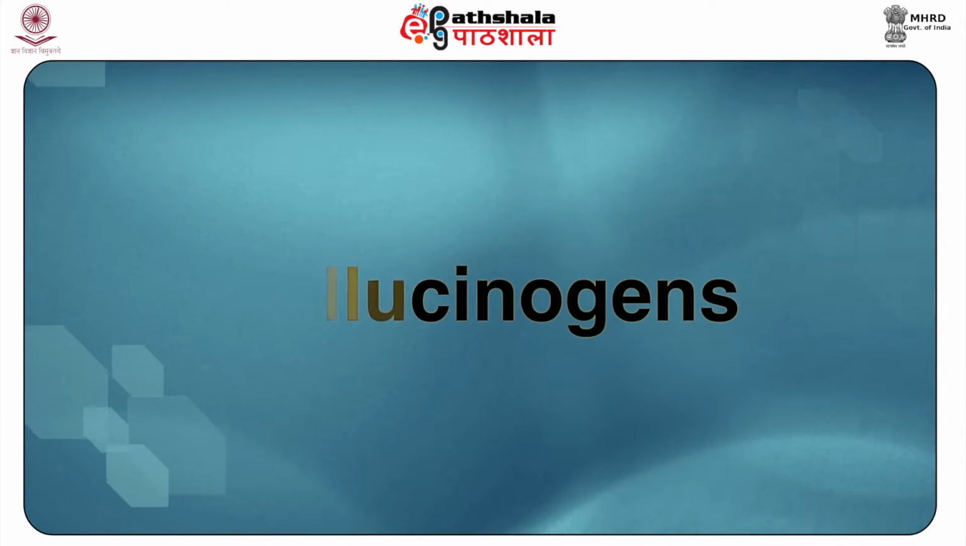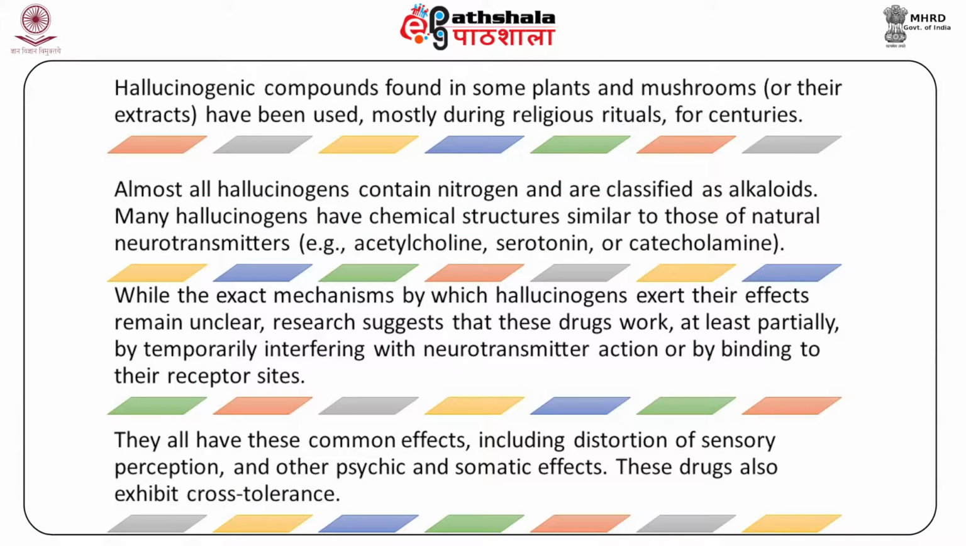Next comes the category of hallucinogens. Hallucinogenic compounds found in some plants and mushrooms or their extracts have also been used mostly during religious rituals for centuries. Almost all hallucinogens contain nitrogen and are classified as alkaloids. Many hallucinogens have chemical structures similar to those of natural neurotransmitters, for example acetylcholine, serotonin, or catecholamine. While the exact mechanisms by which hallucinogens exert their influence remain unclear, research suggests that these drugs work at least partially by temporarily interfering with the neurotransmitter action or by binding to their receptor sites.